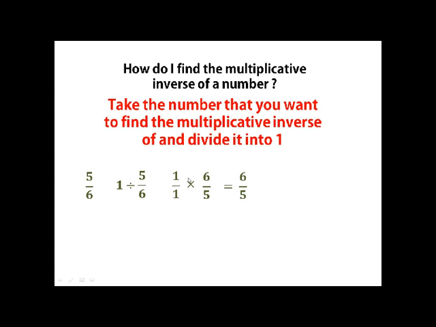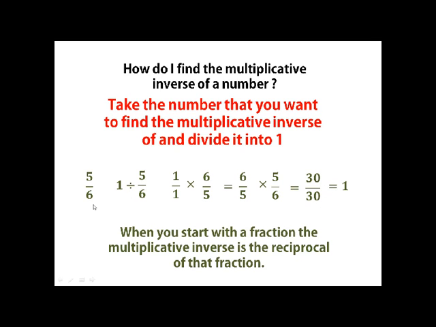So now 1 times 6 is 6. 1 times 5 is 5. That equals 6/5. Now this is the multiplicative inverse of 5/6. Let's see if it works out. We're going to multiply them together. 6 times 5 equals what? 30. 5 times 6 equals 30. And 30 divided by 30 equals 1. So 5/6 and 6/5 are multiplicative inverses of each other.